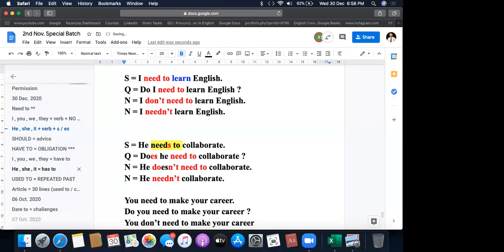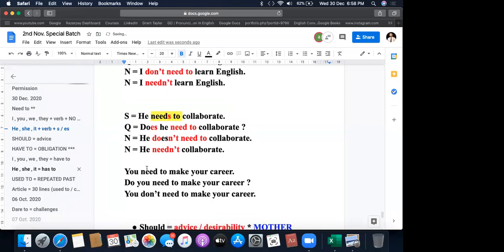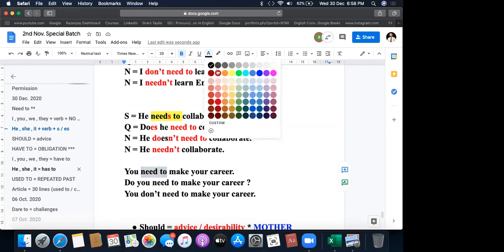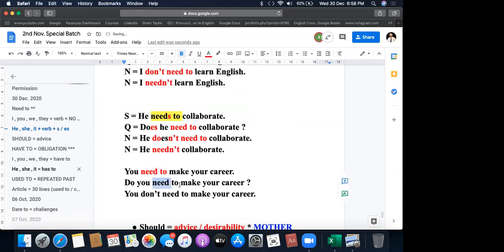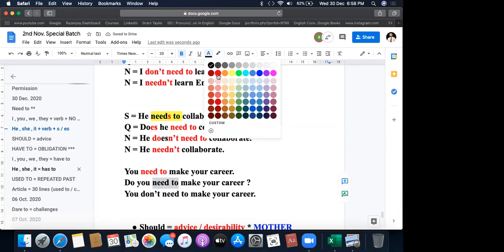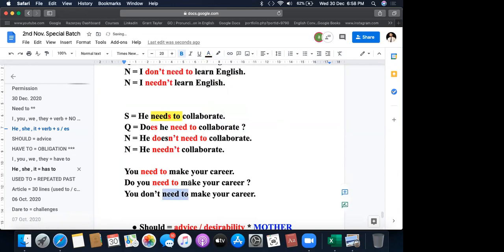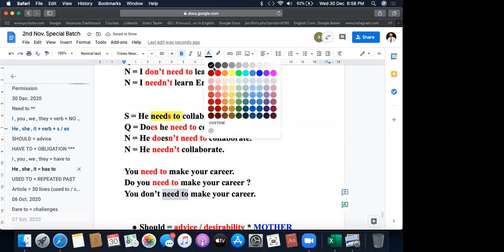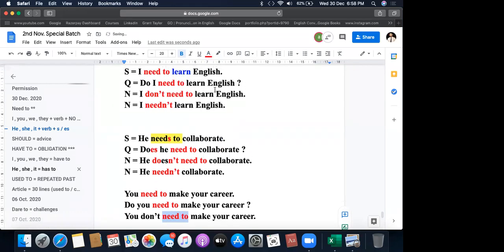Good. Next. We need to face the situation. Do we need to face the situation? We don't need to face the situation. Good. Next. They need to reach on time. Do they need to reach on time? They don't need to reach on time.